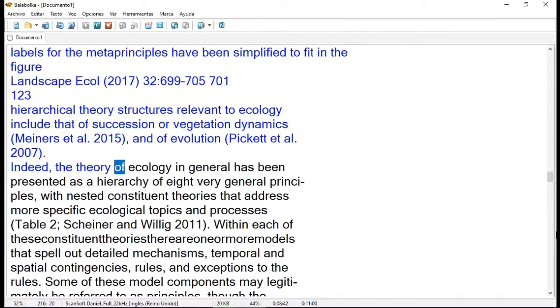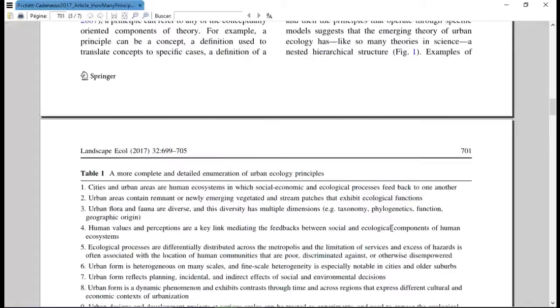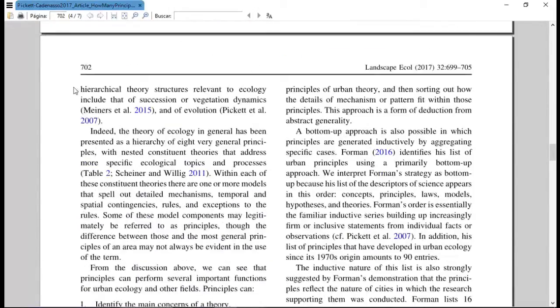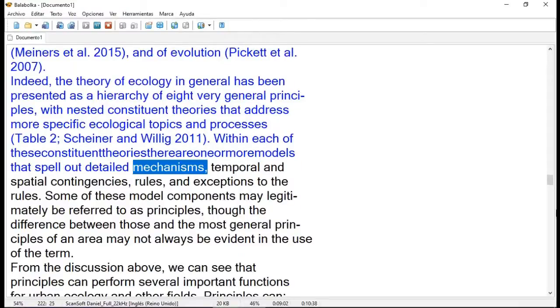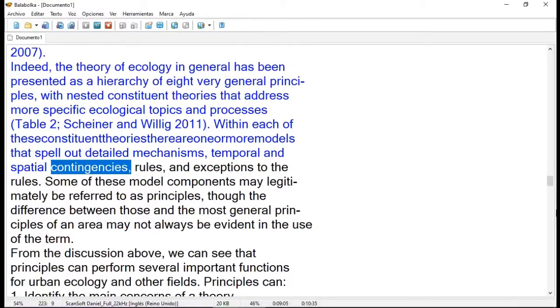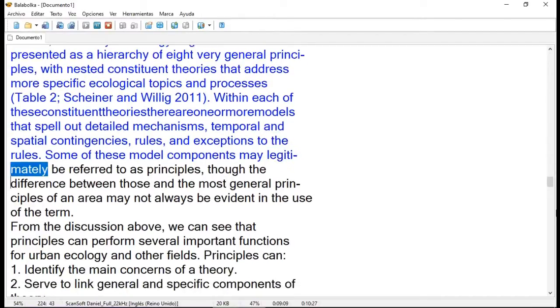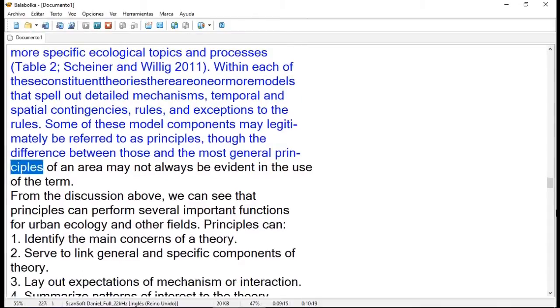Indeed, the theory of ecology in general has been presented as a hierarchy of 8 very general principles, with nested constituent theories that address more specific ecological topics and processes. Table 2, Scheiner and Willig, 2011. Within each of the constituent theories there are models that spell out detailed mechanisms, temporal and spatial contingencies, rules, and exceptions to the rules. Some of these model components may legitimately be referred to as principles, though the difference between those and the most general principles of an area may not always be evident in the use of the term.